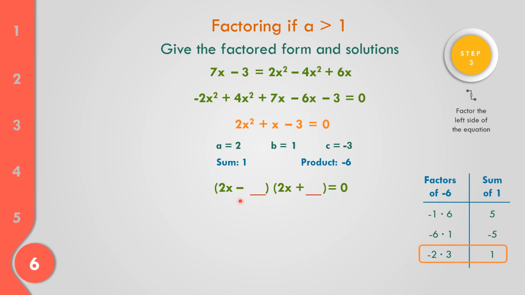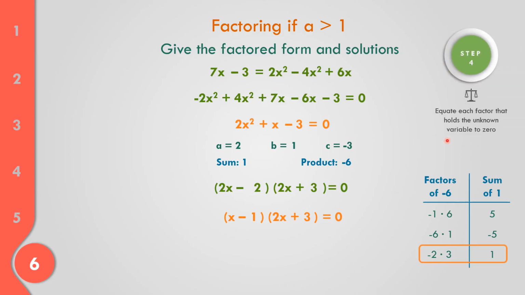So ilalagay natin dito. That becomes 2x minus 2 and then 2x plus 3 equal 0. So we may divide 2x and negative 2 by 2. 2x divided by 2 is 1x or x only. Copy negative. 2 divided by 2 is equal to 1. 2x and 3 cannot be divided exactly by 2 because 3 cannot be divided by 2 exactly. So copy 2x plus 3 equal 0.